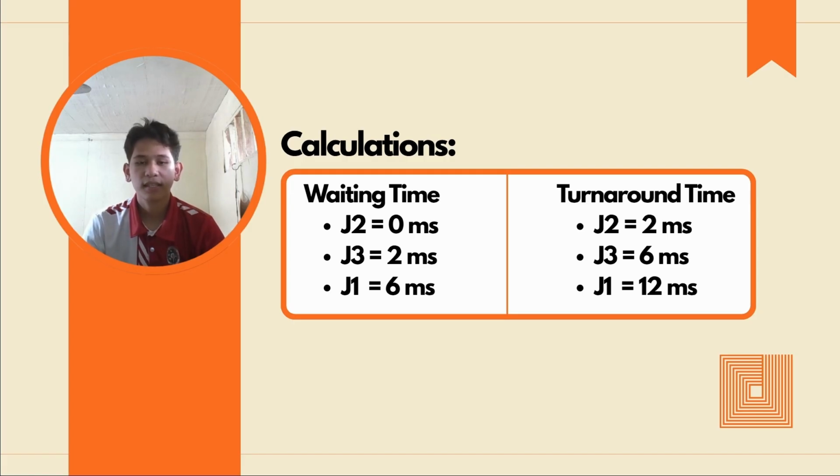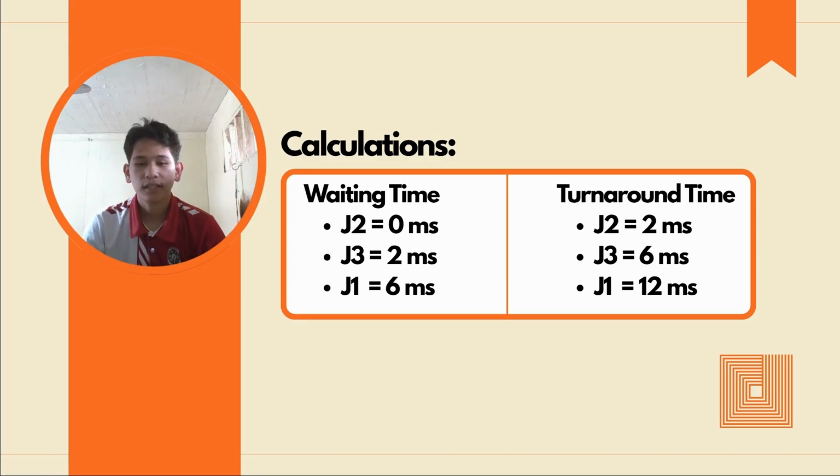Next, J3 is executed. J3 waits while J2 is being printed, so its waiting time is 2 milliseconds. After printing its 4 pages, J3 finishes at time 6, giving it a turnaround time of 6 milliseconds.